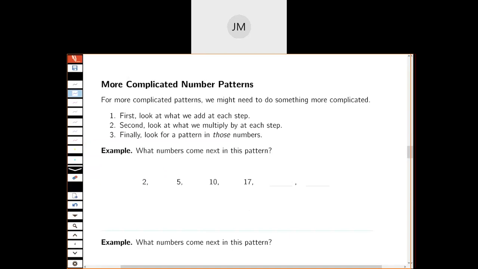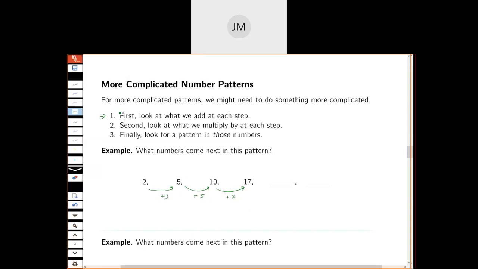Okay, so let's look at another example. We still want to try the same process though, where we try to break it down. So let's look at how much we add each step. To go from 2 to 5, I have to add 3. To go from 5 to 10, I have to add 5. To go from 10 to 17, I have to add 7. Okay, that's not adding the same number each time.